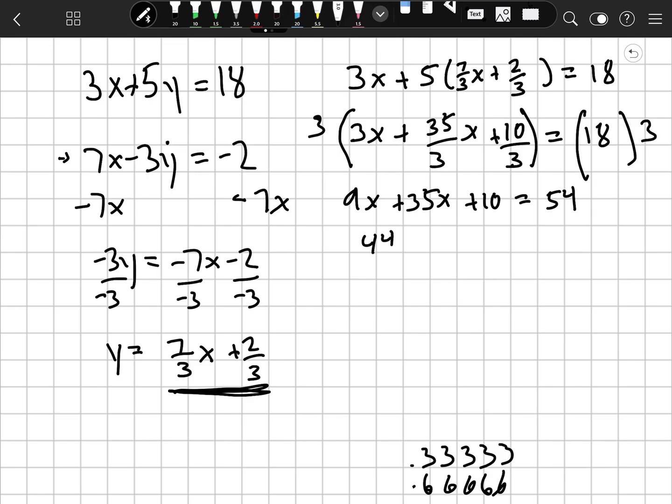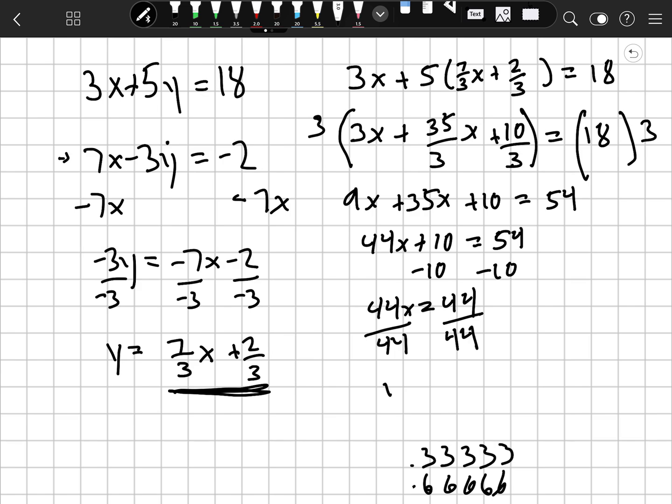Let's add these up. We get 44x plus 10 equals 54. And we subtract 10 from both sides. So 44x equals 44. And finally, x equals 1. So it's doable. It's not so bad with fractions. There will be easier ways you'll learn about in the future, but it's definitely doable.